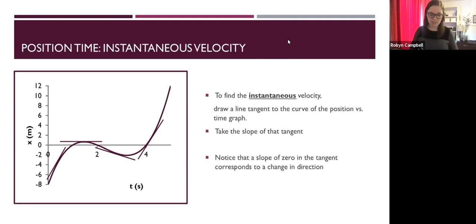Note that, for example, right here, the slope of the tangent is 0, right? It's a horizontal line. That means that the object stops, and it changes direction. So it basically slows down, stops, and starts going, in this case, in the negative x direction. All right, so speaking of which, let's talk turning points.